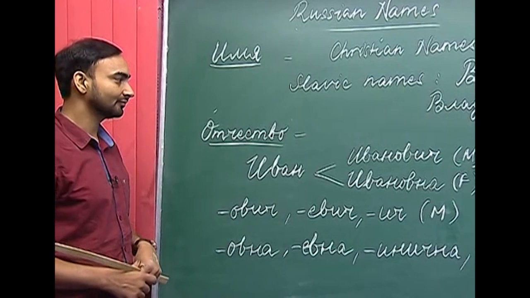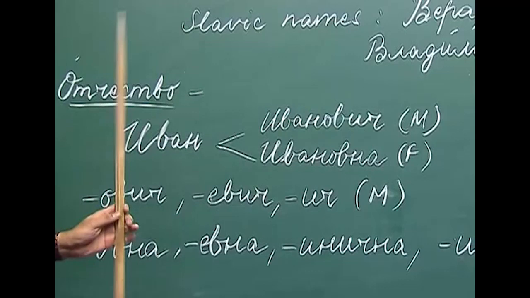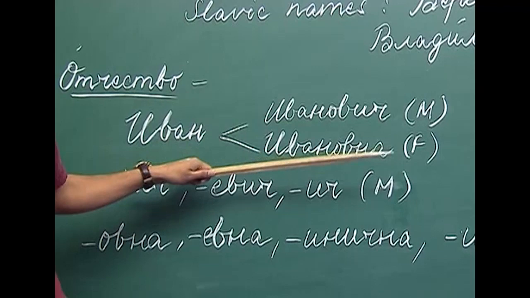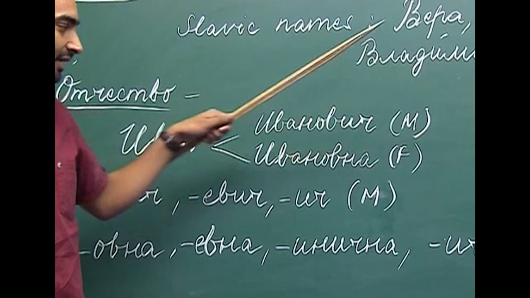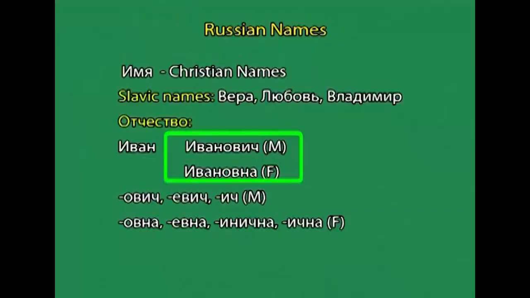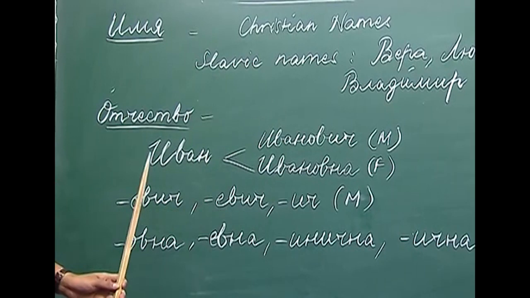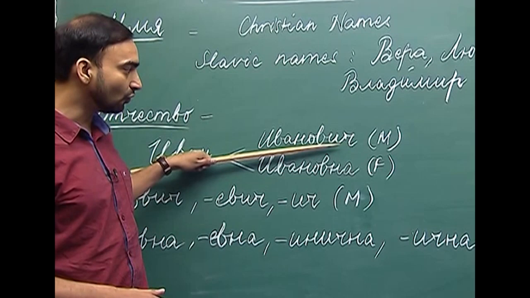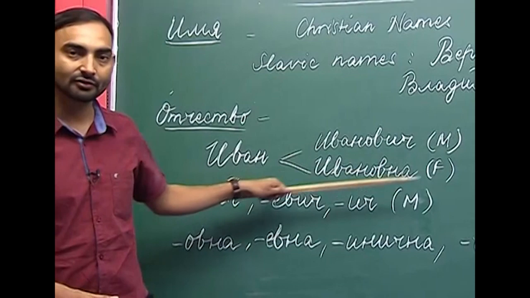For example, if the father's name is Ivan, then the son will take Ivanovich as his otchestvo or patronymic, and his daughter will take Ivanovna as patronymic. So, Ivan has two forms as patronymic: Ivanovich for masculine and Ivanovna for feminine. By adding some suffixes, we get the patronymic from a first name. For example, Ivan Ivanovich. Here you can see that ovich we have added to Ivan to get the patronymic, and ovna to get the patronymic for feminine gender.